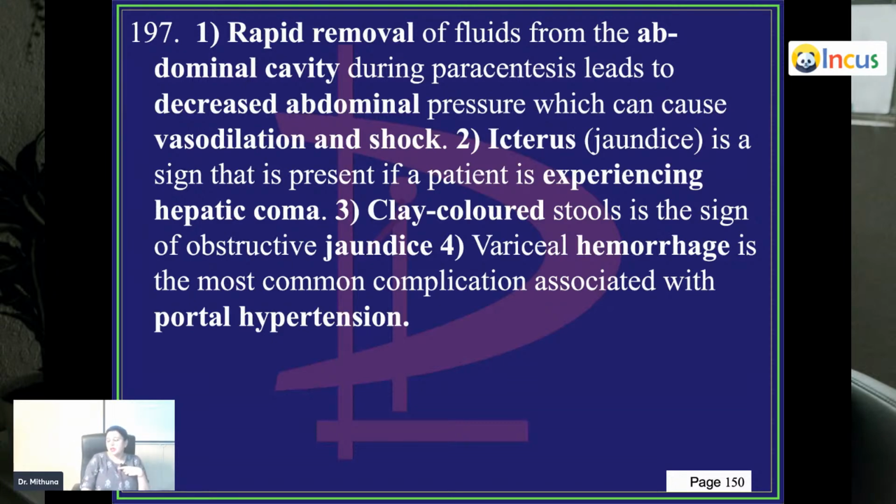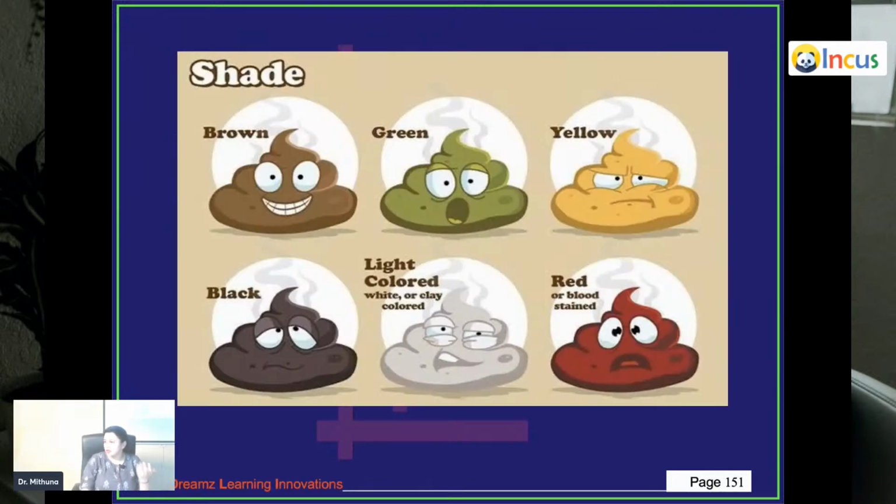Variceal hemorrhage is the most common complication associated with portal hypertension. The shades: brown is a normal shade. Here you can see this whitish or clay colored stool. This is how the feces will look if that patient has obstructive jaundice.